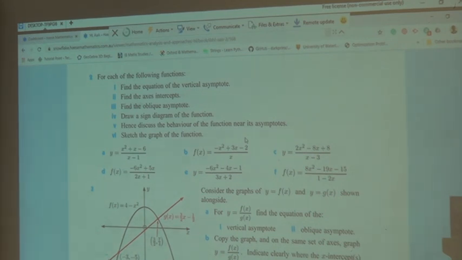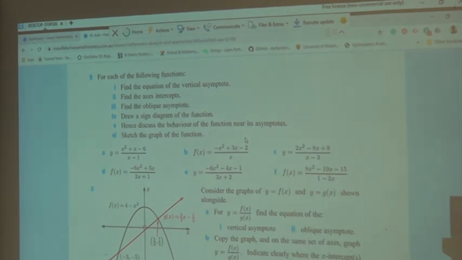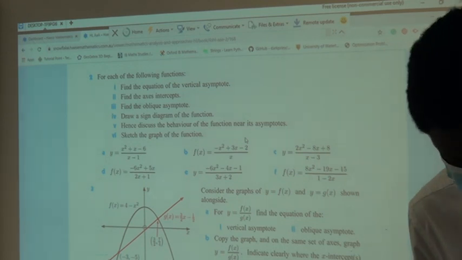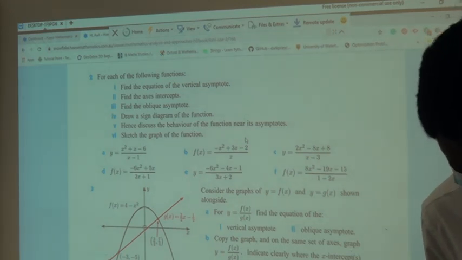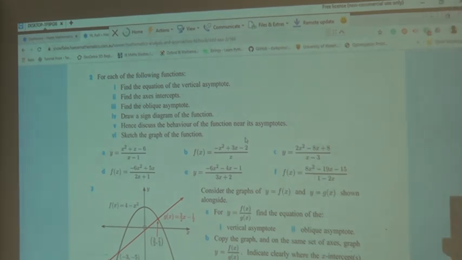Are you done? Where's your remainder? What is your remainder? That's what I want to know. Remainder is minus 6? Minus 4? Okay, then that's not the one I want. Try number C. Could you try C? I want the one with the positive remainder.